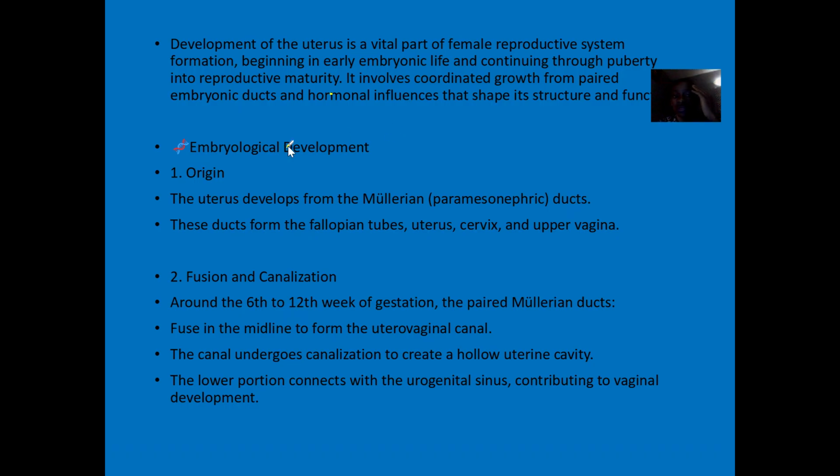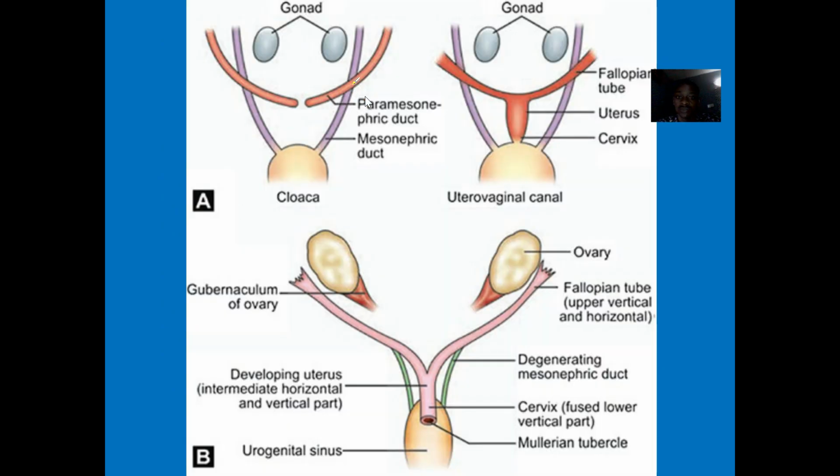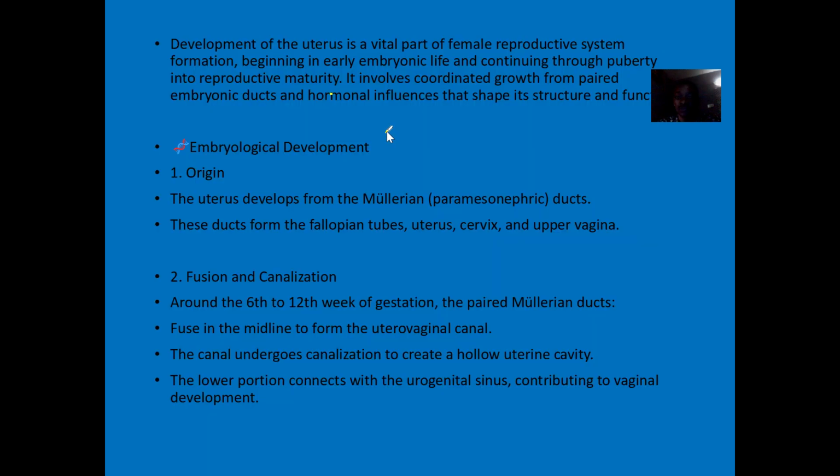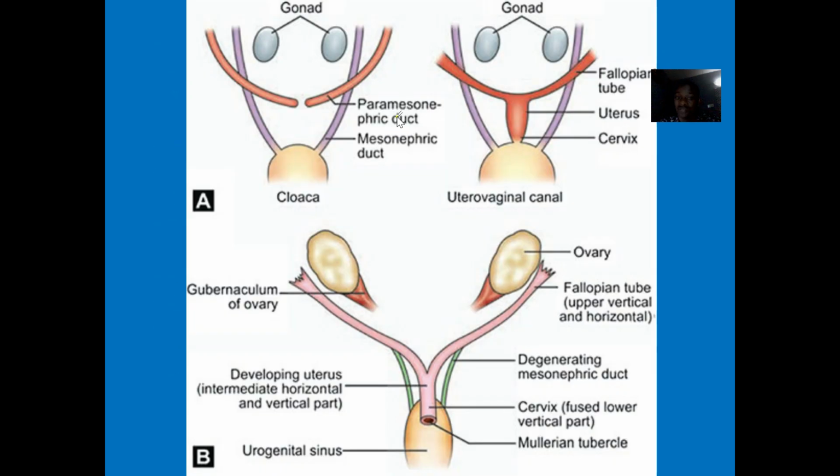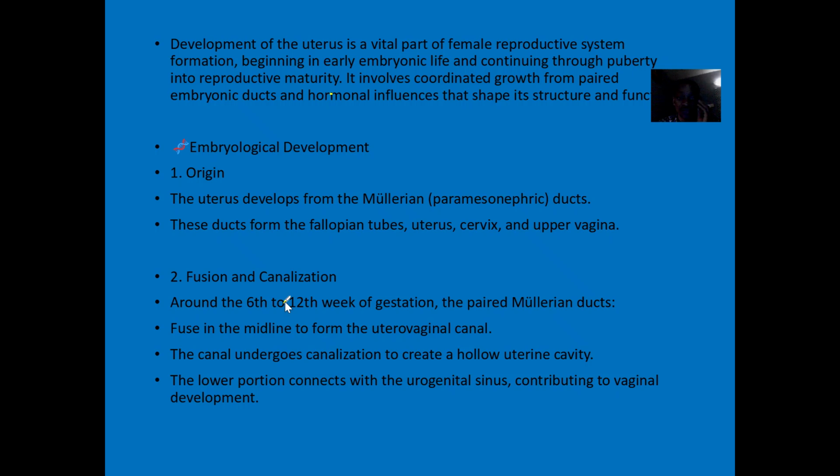So first is the origin. It develops from Müllerian ducts. These ducts form the fallopian tubes, the uterus itself, the cervix, and the upper vagina. Müllerian ducts, or paramesonephric ducts. They are the ones that later on form the fallopian tube, the uterus, the cervix, and the upper vagina. All right.